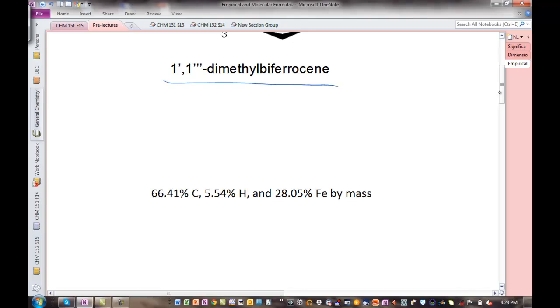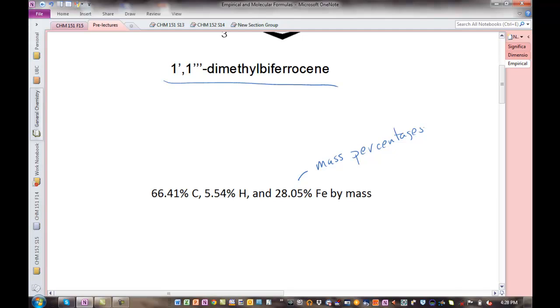66.41% carbon, 5.54% hydrogen, and 28.05% iron. These are mass percentages, percents by mass. All right? So now we can use that information to calculate an empirical formula. So let's see how we do this.